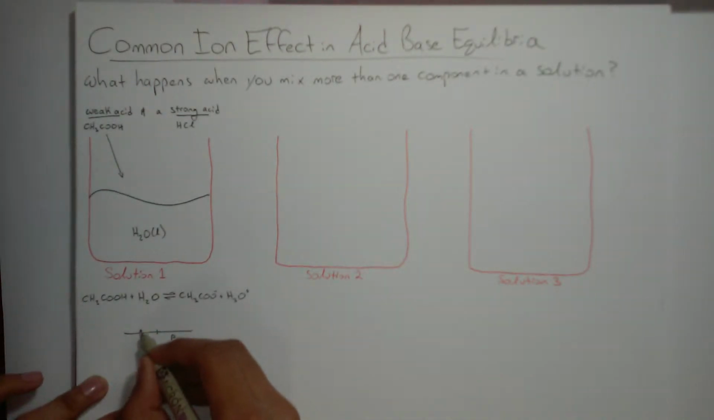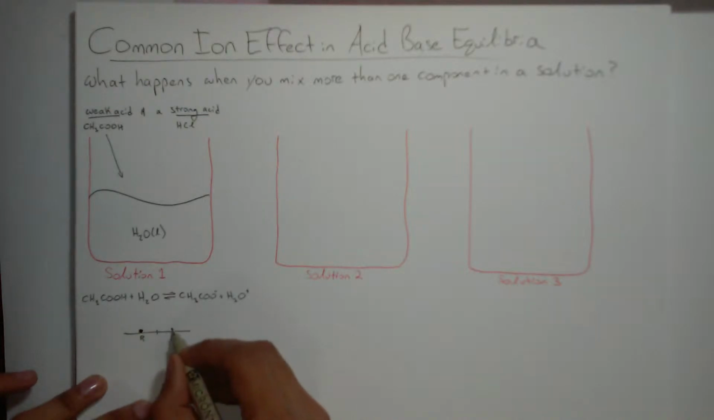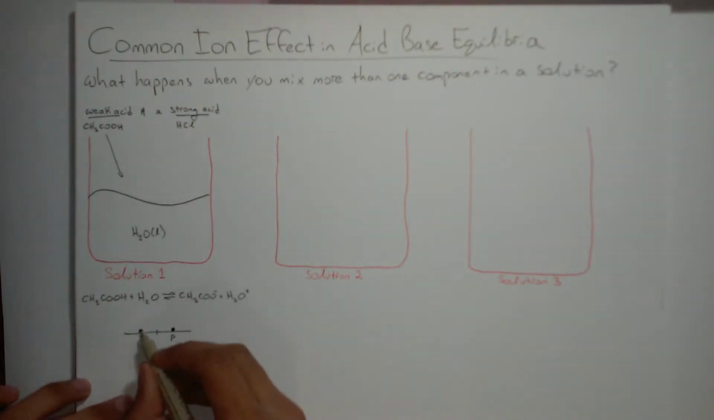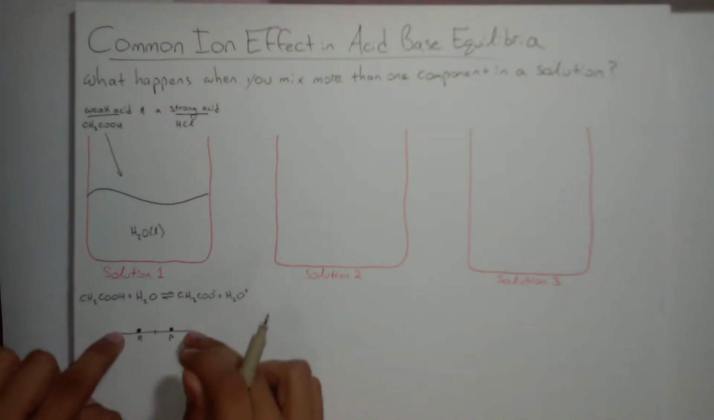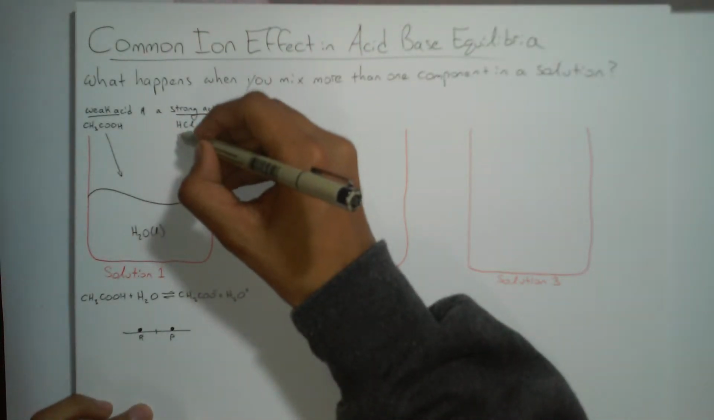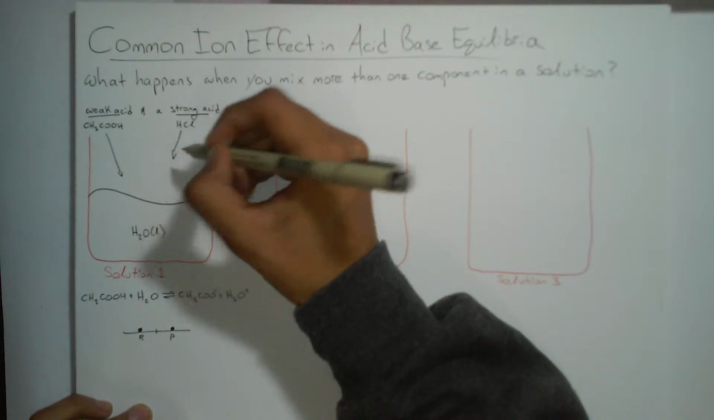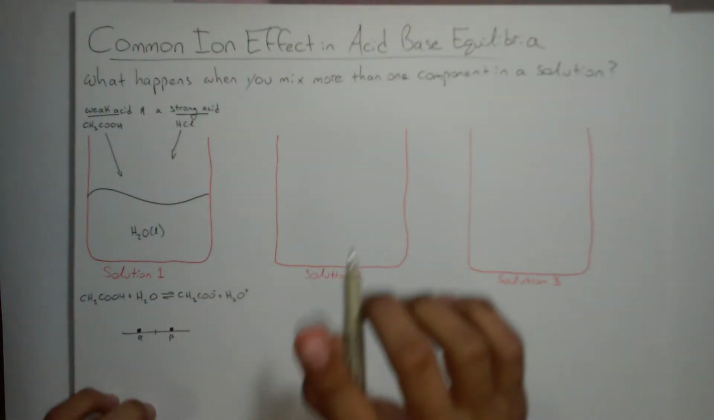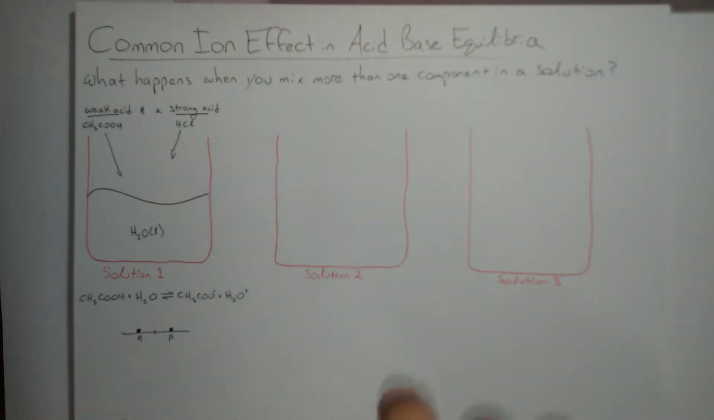And I'm going to denote equilibrium just by having these 2 little arrows, imagining like a little scale in my head for now. Now imagine that this reaction has reached equilibrium. Now the question we're asking ourselves is, what happens when I toss a strong acid into this solution? Let me recap just one more time what I did.